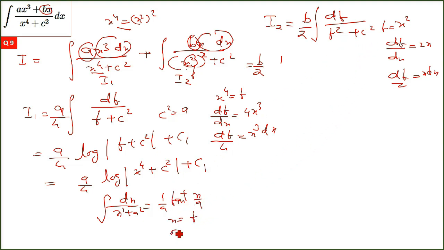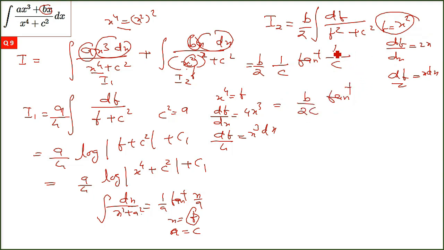We'll take x as t and a as c. So 1 by a, which is 1 by c, tan inverse x by a, which is t by c, plus the constant of integration, which is your c2. So b by 2c tan inverse, what was t? T was taken as x square, so x square by c, plus some constant of integration, call it c2.